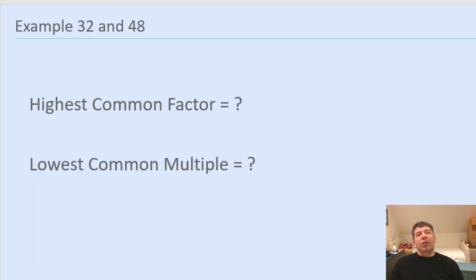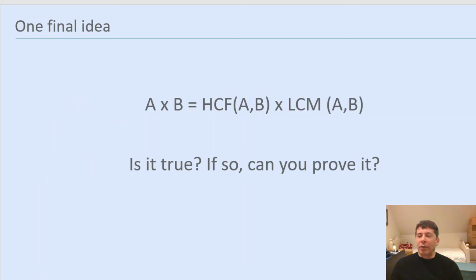There's another one. 32 times 48 is something. 16 times 96 is something. I'll let you do that in your own time. Are they the same number? And I would ask you more generally, is it true that if you times the numbers together, you get the same number as if you times their highest common factor times their lowest common multiple? Is this true? If so, can you prove it? Please write in the comments what you think of this and give us your reflections.